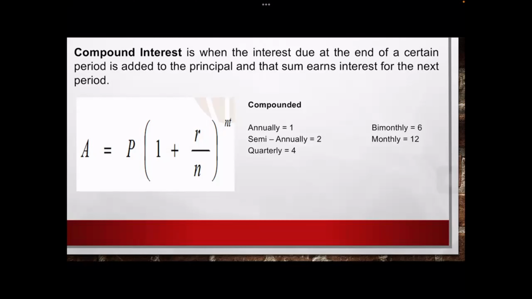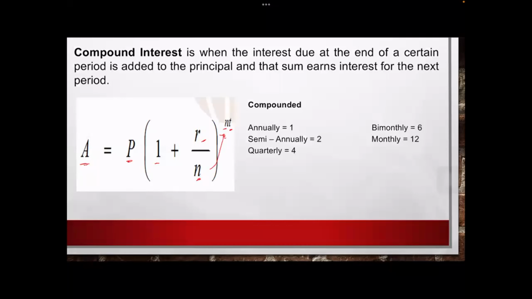So the formula, you are familiar with the formula. A is equal to P, the quantity of 1 plus R over N raised to NT, where your P is your principal. The A is the total amount. The 1 is the constant in the given. R is the rate, which is converted into decimal. Then N is the compounded period. Then NT, N is the same as here NT. T is the time in years, or it can be in months.